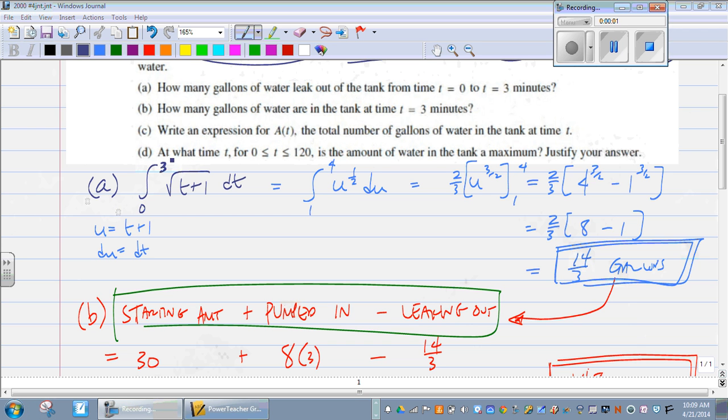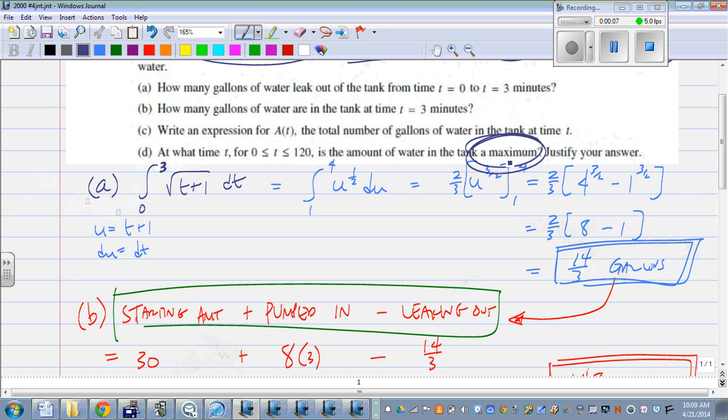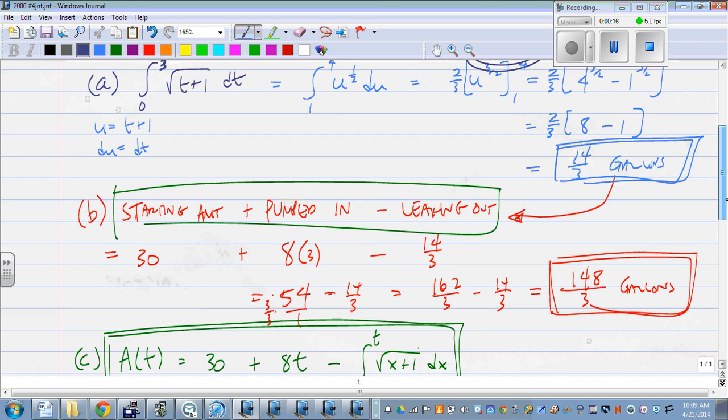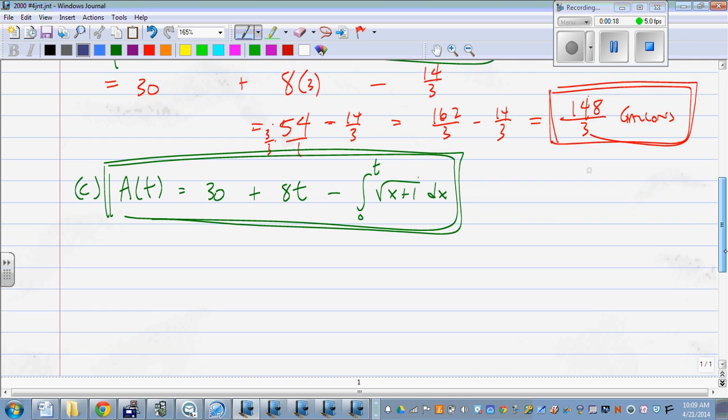Right, last part, part D. At what time t between 0 and 120 is the amount of water at maximum? Right, so we're dealing with an interval here from 0 to 120, and we're trying to find an absolute maximum. So we need to keep in mind, absolute maximum could be the endpoints.